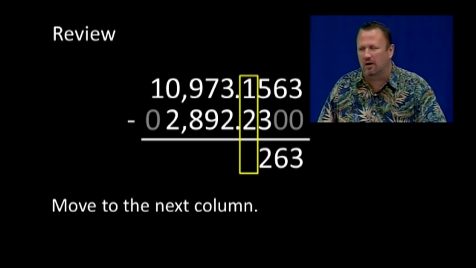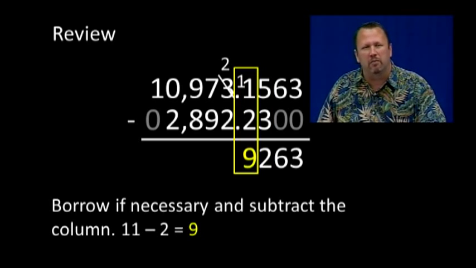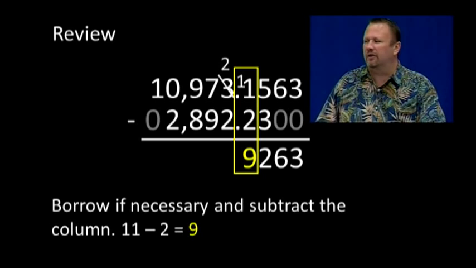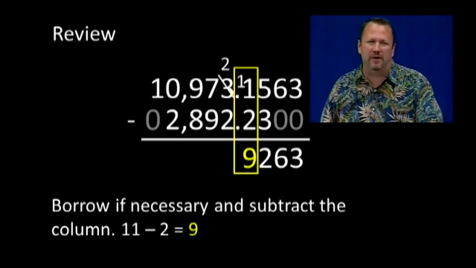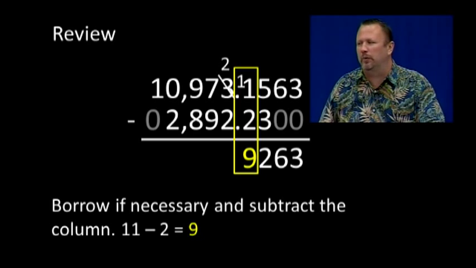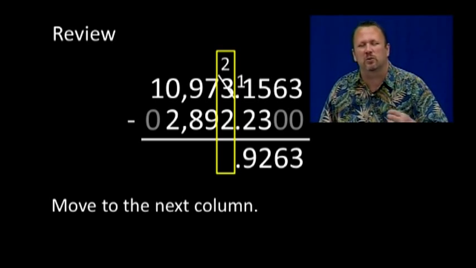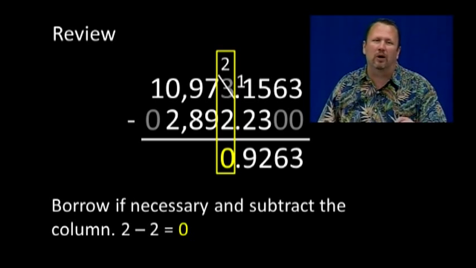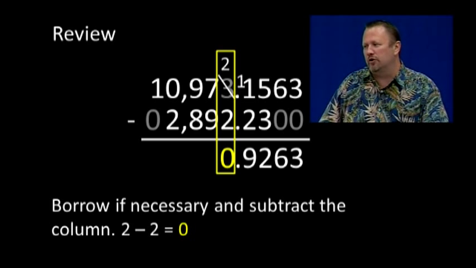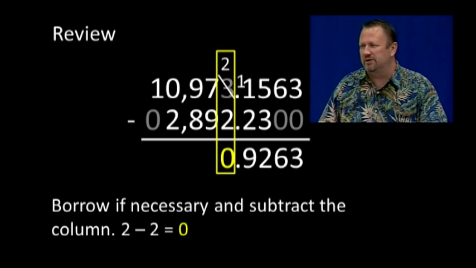We move to the next column, and here we will need to borrow from the next column. So we've borrowed 10 from the next column. We've turned our 1 into an 11. 11 minus 2 is equal to 9. We move to the next column. Because we borrowed from the 3, we were left with 2. So 2 minus 2 is equal to 0.